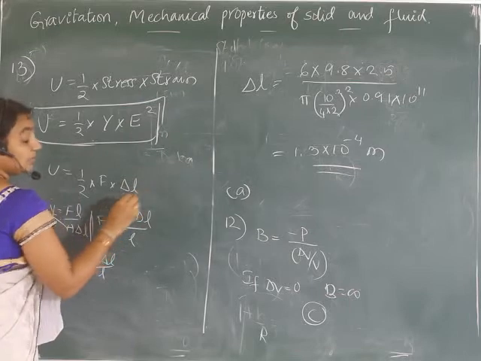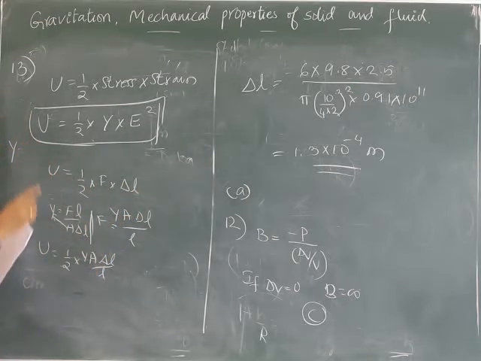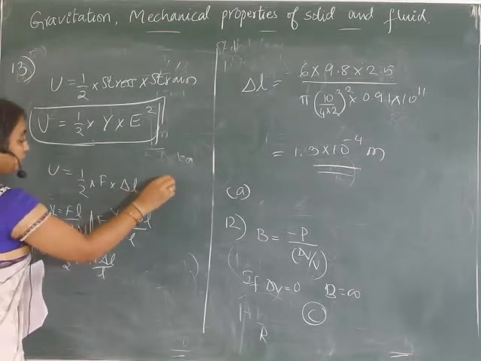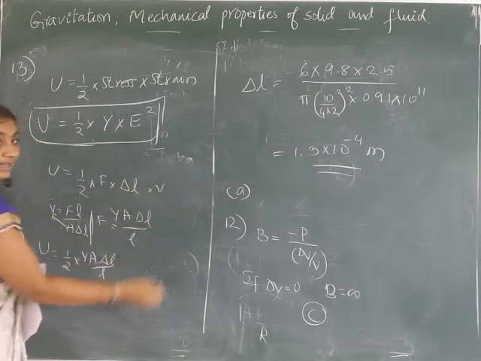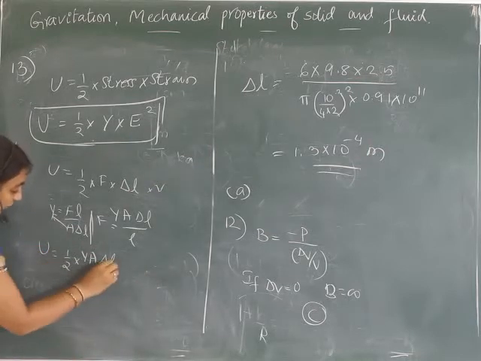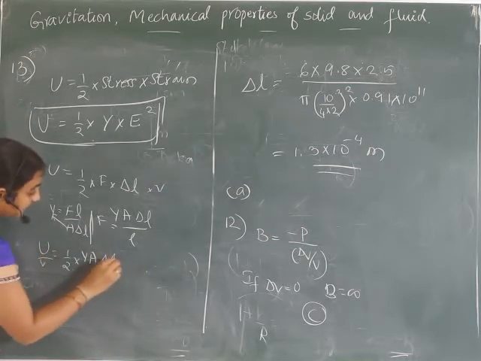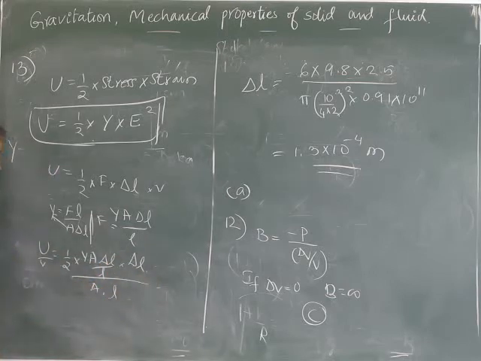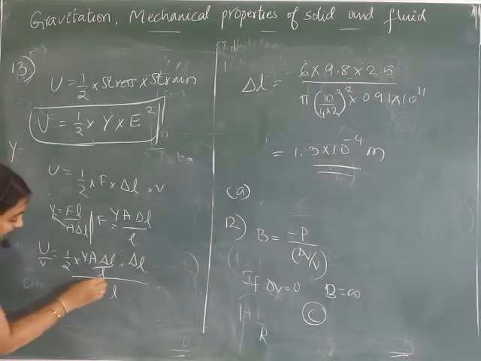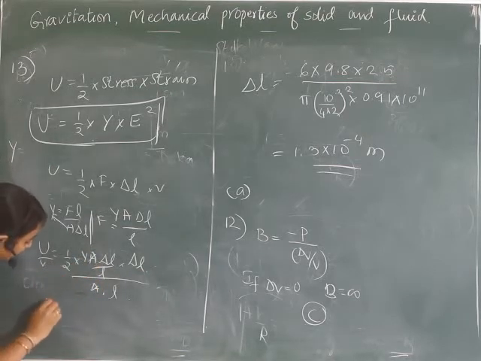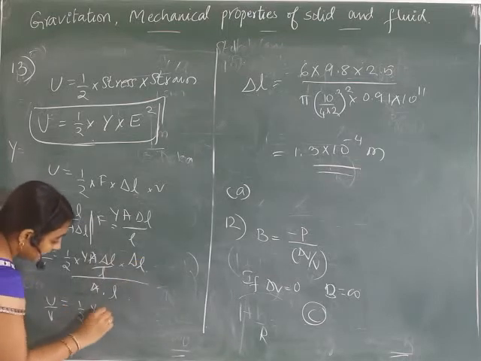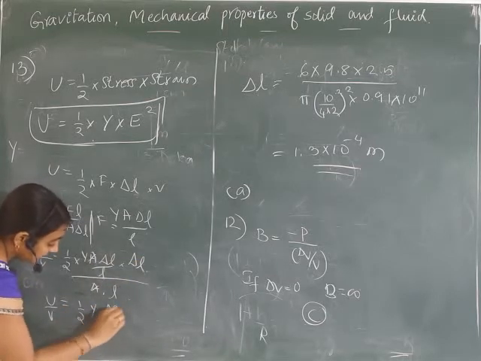energy stored, not per unit volume. Now the question asked over here is energy stored per unit volume. So here actually volume will be there. Volume is nothing but area into length. Per unit volume means divided by area into length, correct? So area will get cancelled. Per unit volume, energy stored per unit volume is half into Y into delta L by L whole square.